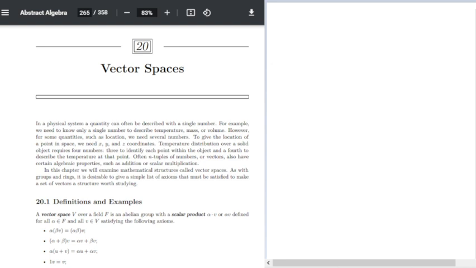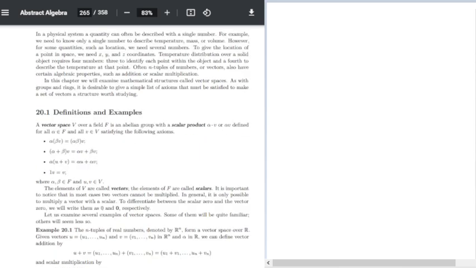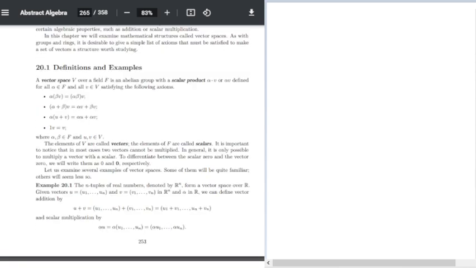Often, n-tuples of numbers, or vectors, also have certain algebraic properties, such as addition or scalar multiplication. In this chapter, we will examine mathematical structures called vector spaces. As with groups and rings, it is possible to give a simple list of axioms that must be satisfied to make a set of vectors a structure worth studying. Section 20.1, Definitions and Examples.